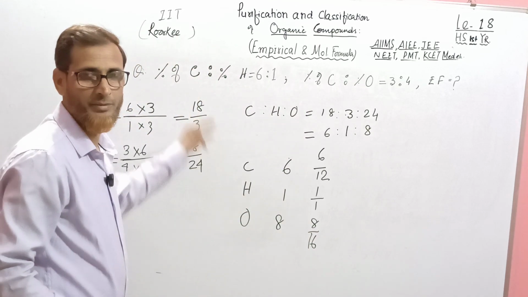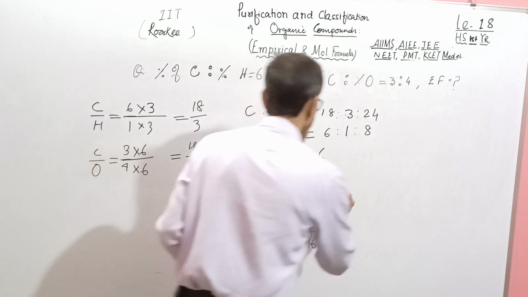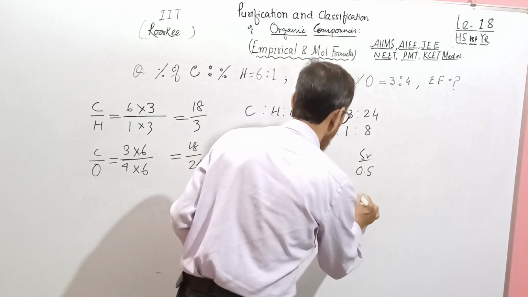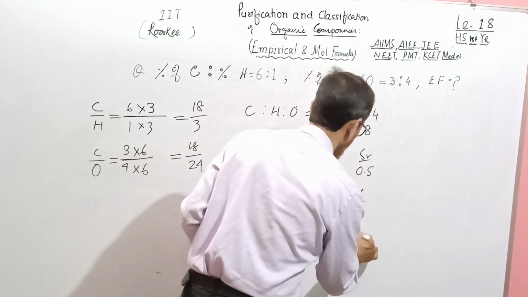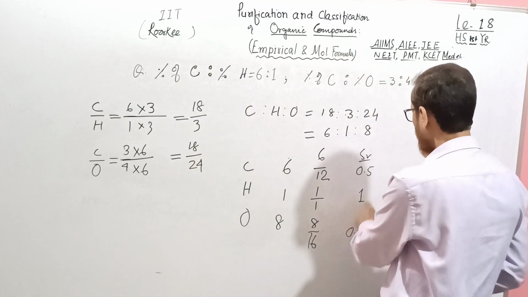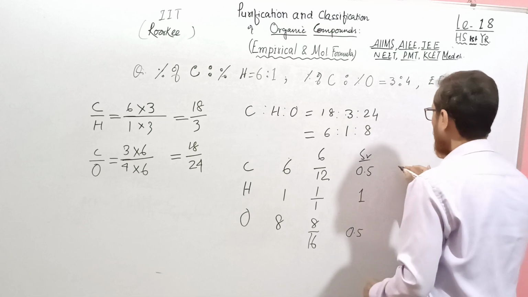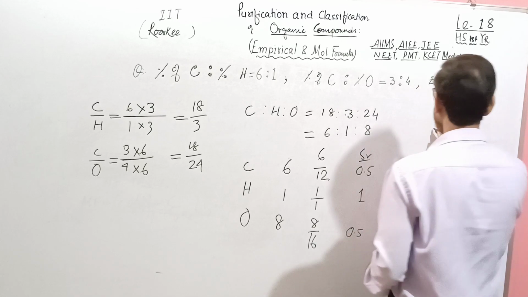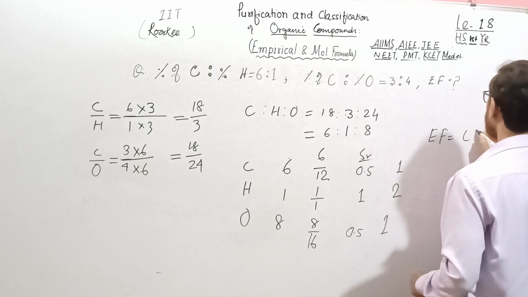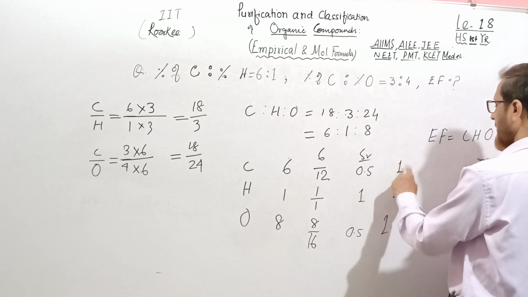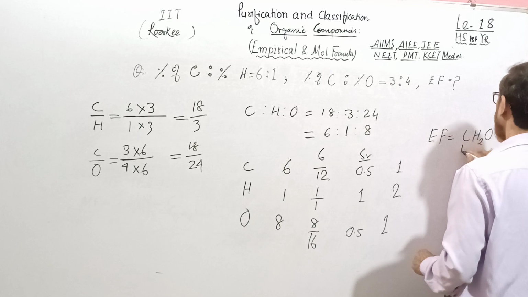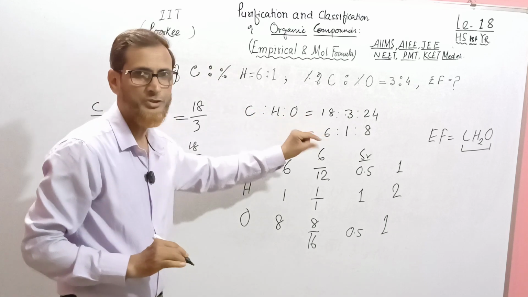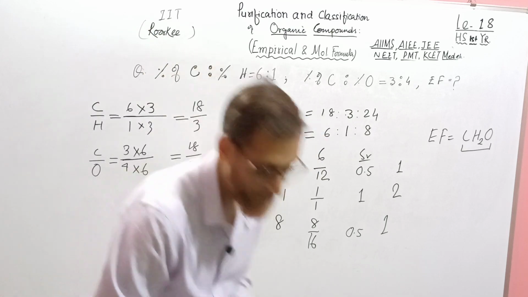Am I right? You know it from earlier. In my earlier problems I have already mentioned this. So the simplest ratio is 0.5, 1 and again 0.5. If you make it whole numbers, multiply all through by 2, and what you get here is 1, 2, 1. Therefore the empirical formula is CH2O. C is 1, H is 2, O is 1. This is the answer. The question is very short, but you need to do the simple thing and keep it in your mind.